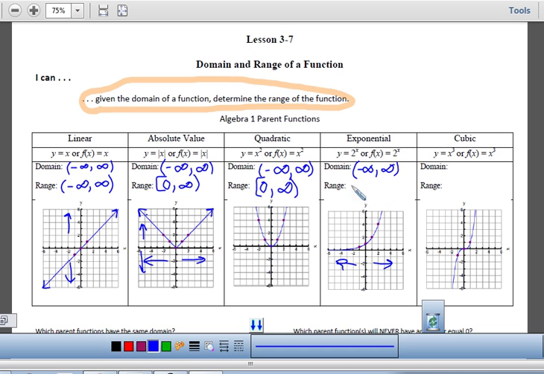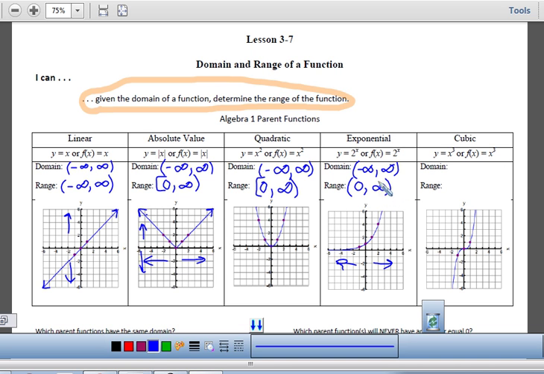Now, here's what we're going to say for the range, however. It is not going to ever cross this line here. It can never reach 0. Since it can never actually reach 0, it is not equal to. So unlike absolute value and quadratic, we're going to use a parenthesis because it's not equal to, all the way up to positive infinity. And then our cubic.